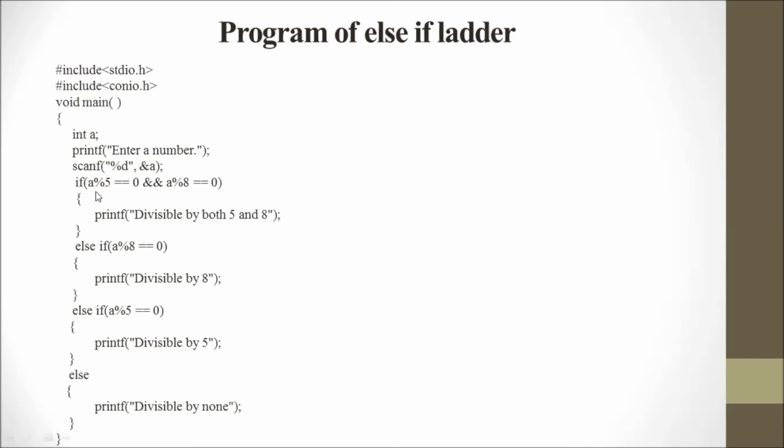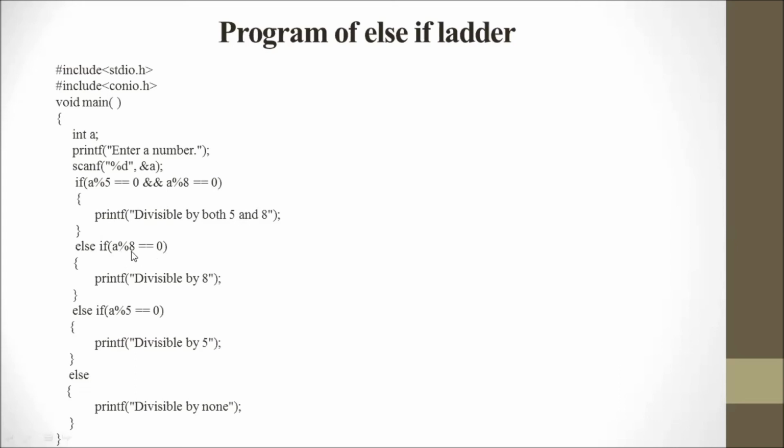So here 20 divided by 8. So here the outcome or result is not equal to 0. So both conditions are false. So this statement will not be executed because it is not divisible by both 5 and 8. So this condition is not true. Here the control passes here.